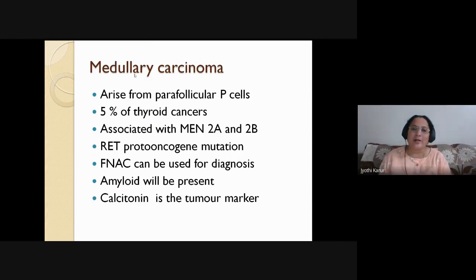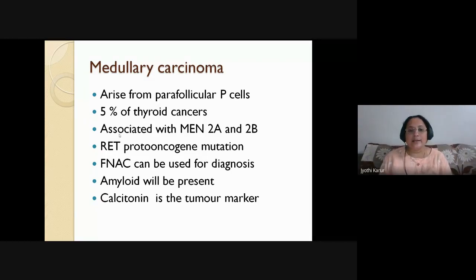Coming to another interesting carcinoma called medullary carcinoma. It constitutes around 5% of thyroid cancers, but I can call it the MCQ carcinoma, because majority of the MCQs will come from this medullary carcinoma of thyroid. It is the examiner's favorite carcinoma of thyroid. Why? Because it has so many features. Coming to them one by one. It arises from the parafollicular cells, also called P cells.